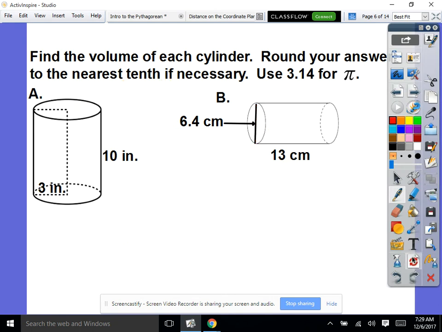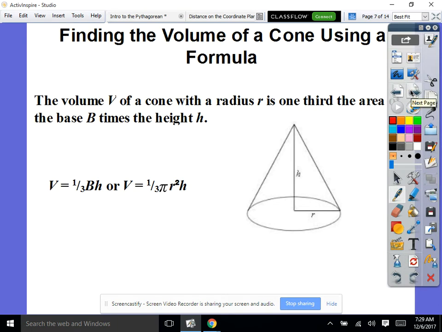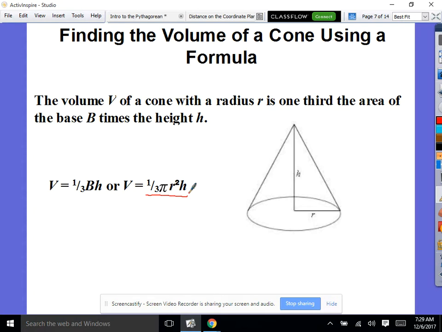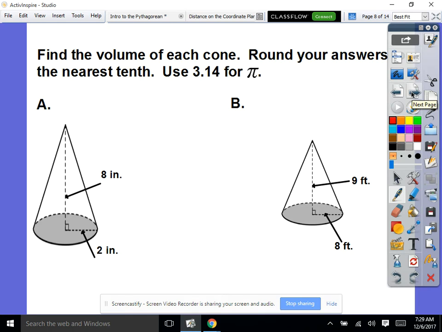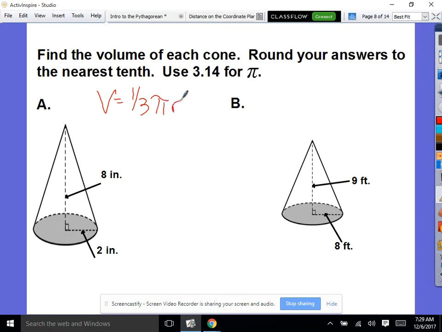All right. Now, we learned yesterday that it took 3 cones to fill a cylinder. So a cone is actually 1/3 of a cylinder. So we can use 1/3 of our formula. We can add 1/3 to our formula. So the volume is 1/3 pi r squared h.